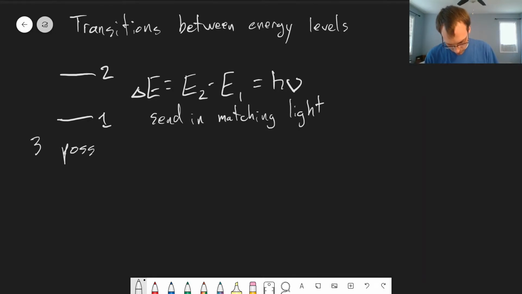There's not three S's in the word possibilities. Three possibilities. So the first possibility is that the light is absorbed.